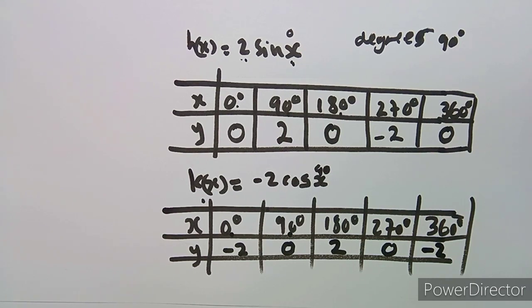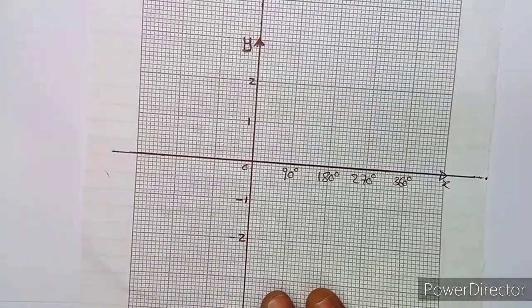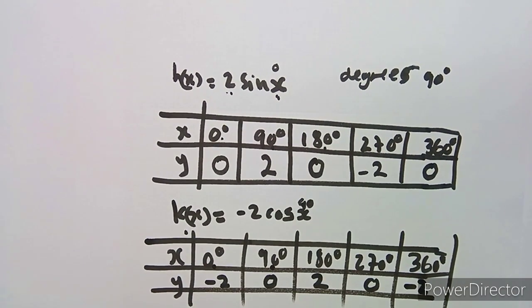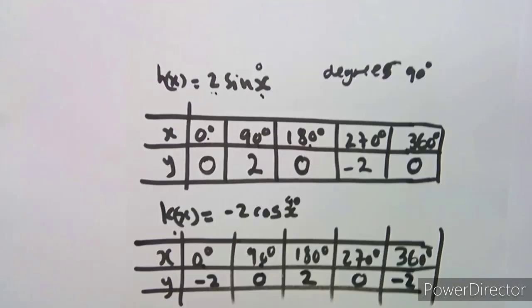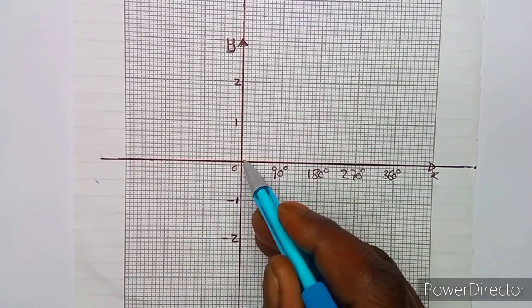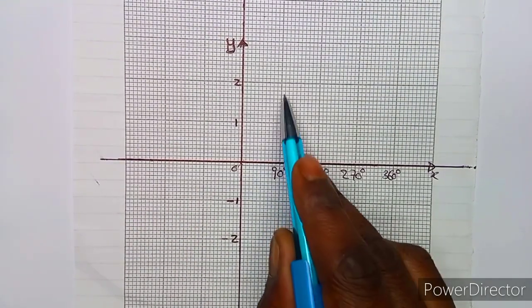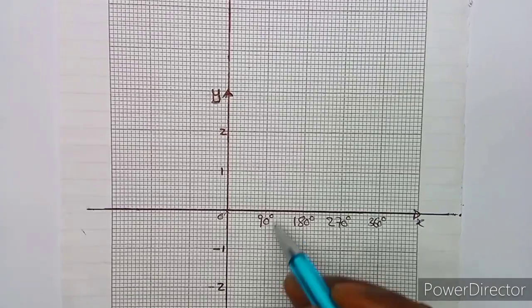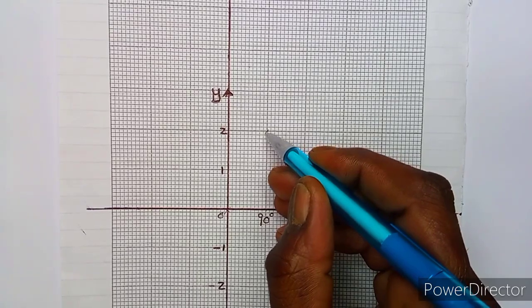So let's have our graphs, guys. This is what I have here. The first one is 2 sine x. We're going to mark the points. Actually, we know these; I talked about this in our revisions. So it's 0 versus 0, 90 versus 2. 0 and 0 is this point here. Take note, guys, 90 and 2: it's 90 degrees here and it's 2 here.